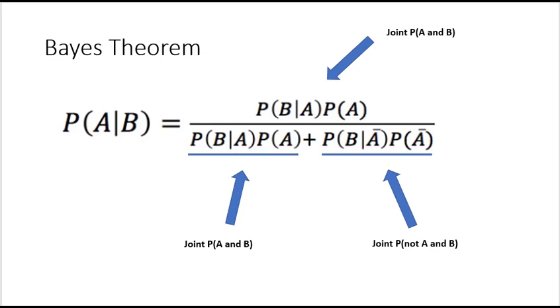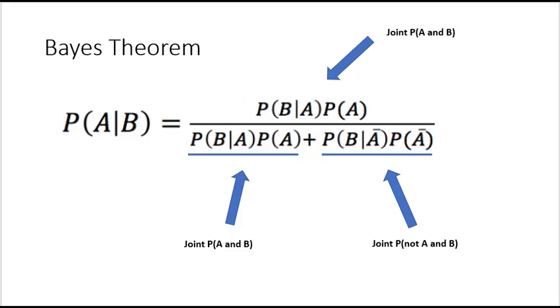So in essence, what we did through probability tree manipulation was use Bayes' theorem intuitively. Here is Bayes' theorem: the probability of A given B equals the probability of B given A times the probability of A. The conditional times the marginal is equivalent to the joint probability A and B. And then in the denominator we have that again, the probability of B given A times the probability of A, plus the probability of B given not A times the probability of not A. That's the joint probability of not A and B.